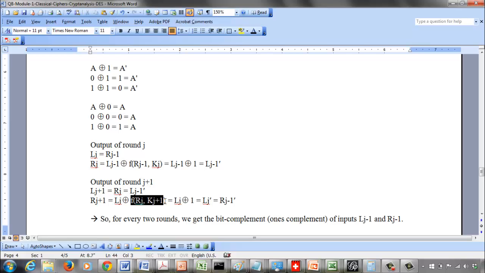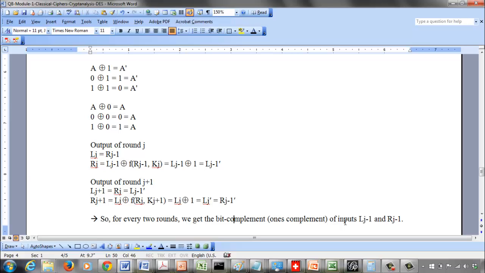Now this is again going to be all ones, so it's going to be L_j XORed with 1, which is going to be L_j prime, and we know L_j is R_{j-1}, so L_j prime is R_{j-1} prime. So what we have is, after the second round, we feed in L_{j-1} and R_{j-1} for round j. At the end of round j+1, or for every 2 rounds, we basically get the complement, because we feed in L_{j-1}, R_{j-1}, and what we get after 2 rounds is L_{j-1} prime and R_{j-1} prime, which are the complements of L_{j-1} and R_{j-1}.